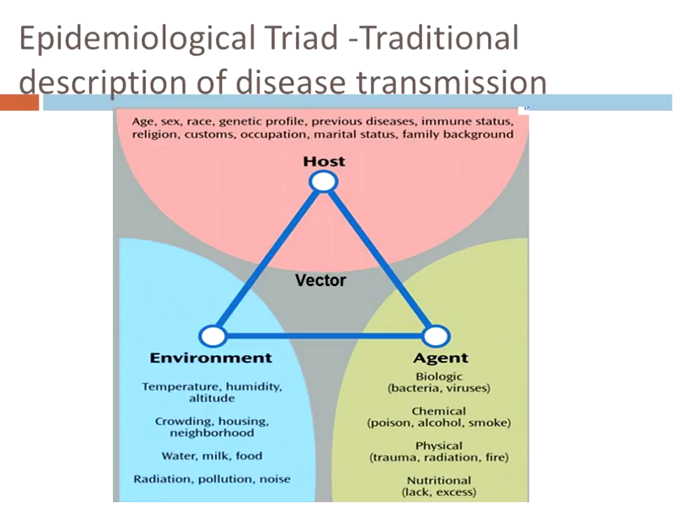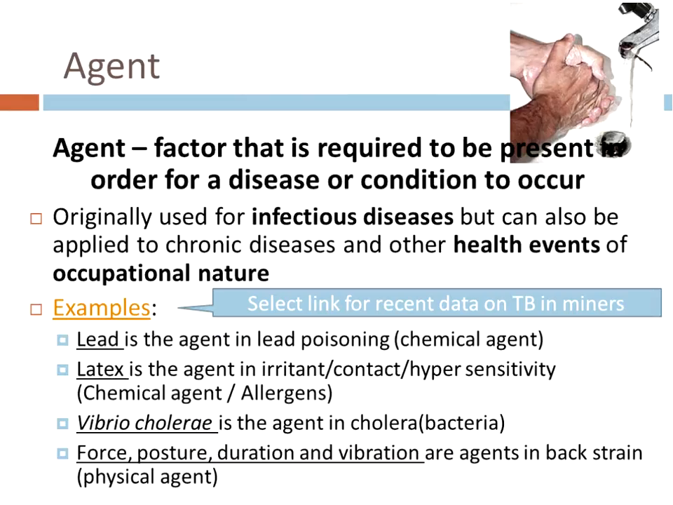This is the epidemiological triad, and it describes the ways in which disease is transmitted to people, and you have four different characteristics. The first is the host, the next would be the agent, the third is the environment, and finally the vector. And so we're going to talk about each one of these.